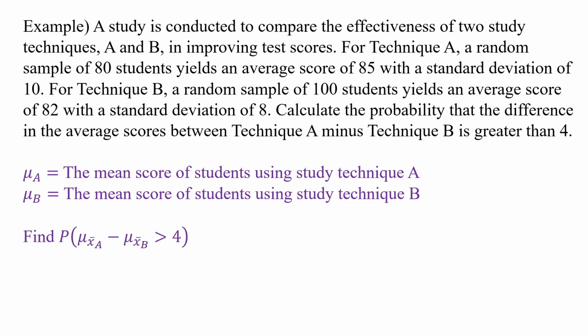The second step in communicate is writing out the probability you're trying to find in symbols. So for us, we want to see that the difference in average scores between the two techniques is greater than 4. Now, because we're looking at the average scores between each sample, we are using a sampling distribution and a difference between them. So that's where we get these symbols here, mu sub x bar sub A minus mu sub x bar sub B, because we want to know what's the difference that score is greater than 4. Okay, so that's the communicate part.